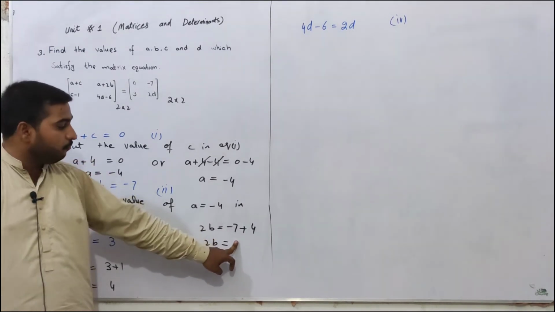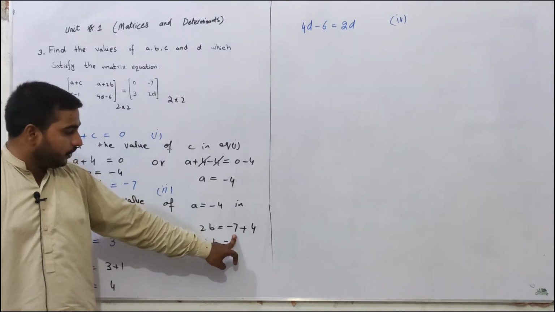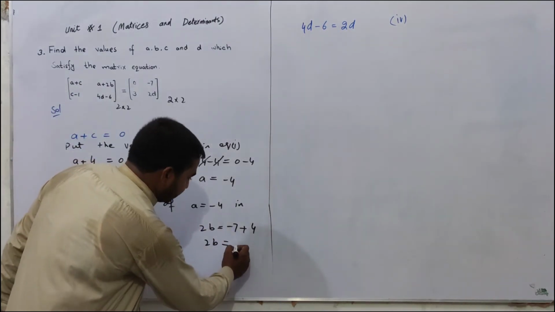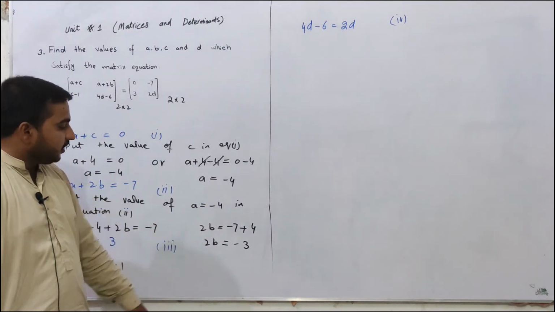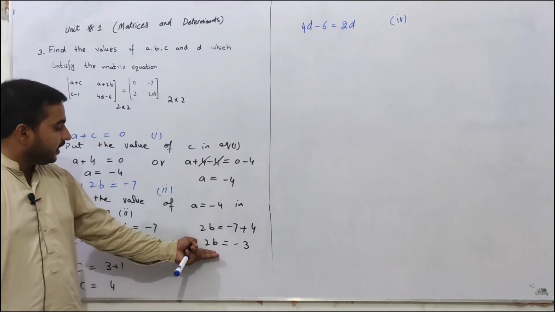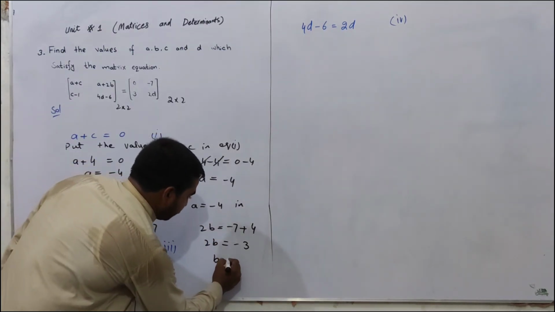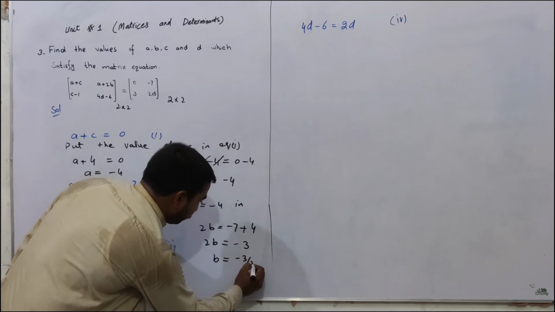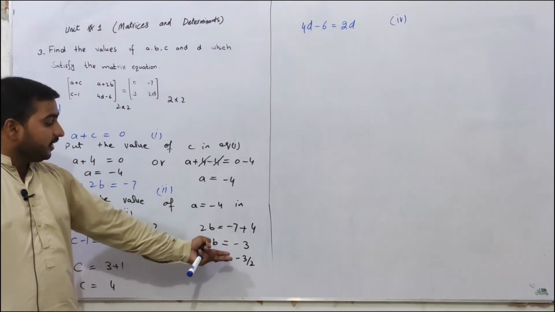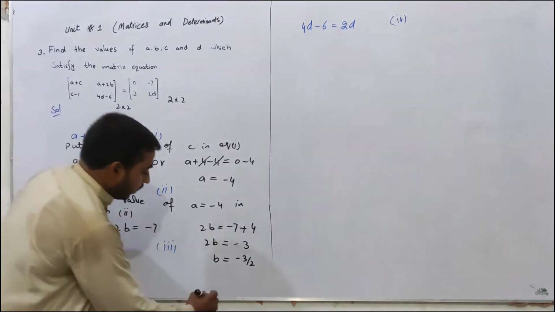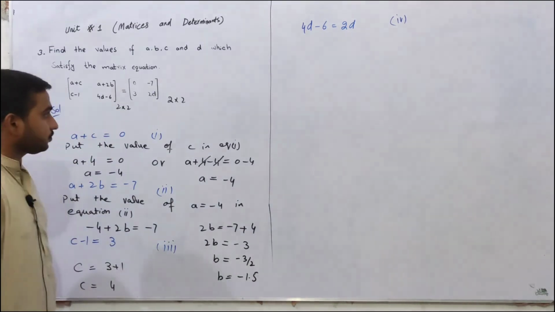We put the sign of the bigger value because the bigger value contains the minus sign, that is why we put here minus sign, minus of 3. Here 2 is multiplied, on the other side it will be divided, or you say divided by 2 on both sides. B is equal to minus 3 by 2. Now we convert into a mixed fraction or we write in decimal form. Now B is equal to minus 1.5.